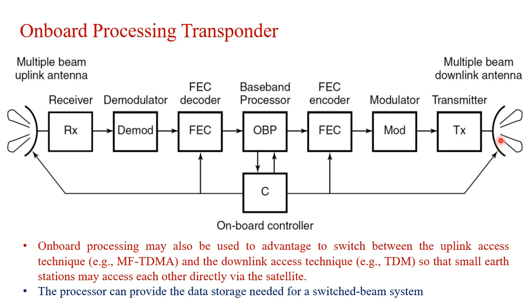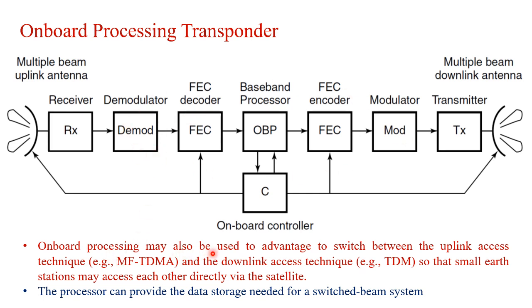And we have some kind of onboard controller on the antenna, because we have multiple beams, right? And we can switch the beam in which direction the signal will go. That will be decided by the onboard controller. Okay, so we have to assign a particular beam for that particular signal. So all these things are possible nowadays.